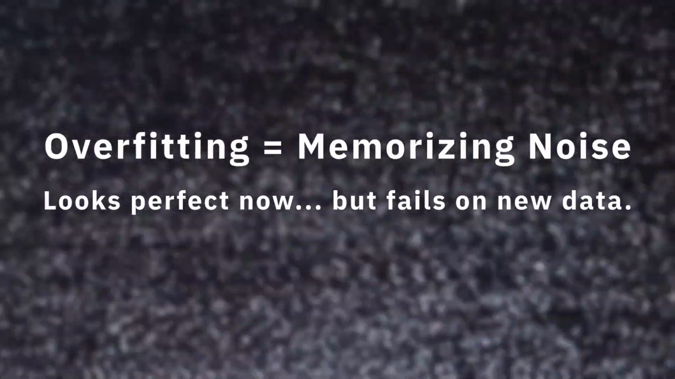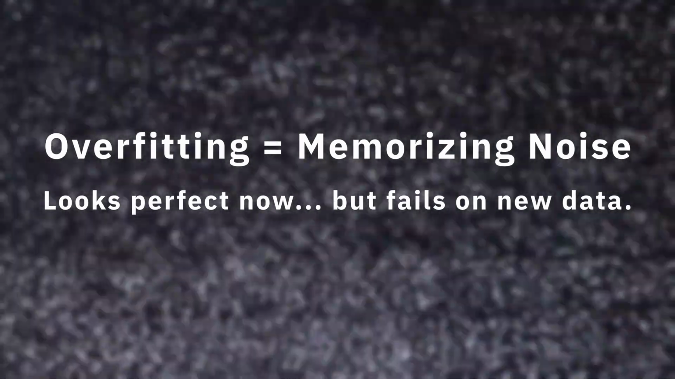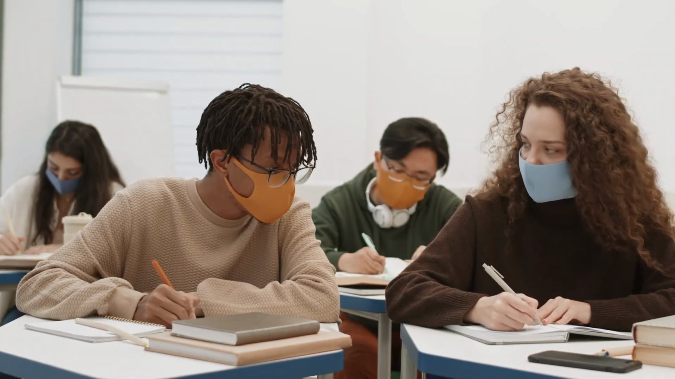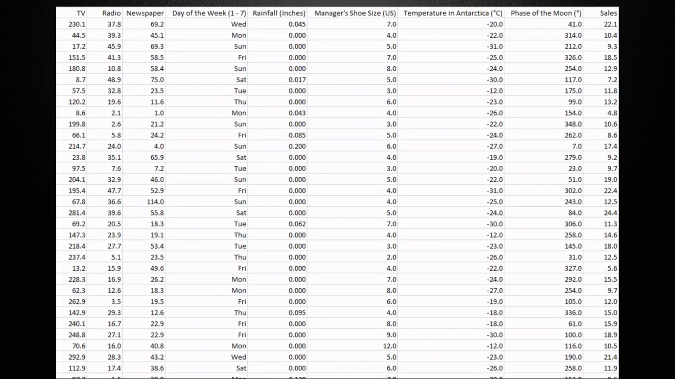But then next month's data comes in and your supposedly perfect model crashes and burns. Why does that happen? Because it didn't learn the trend. It memorized the noise. This is called overfitting. It's like a student who memorized the answers to one practice test and then failed the real exam because they never actually learned the math. The model learned your data set by heart, but it didn't learn the underlying patterns.